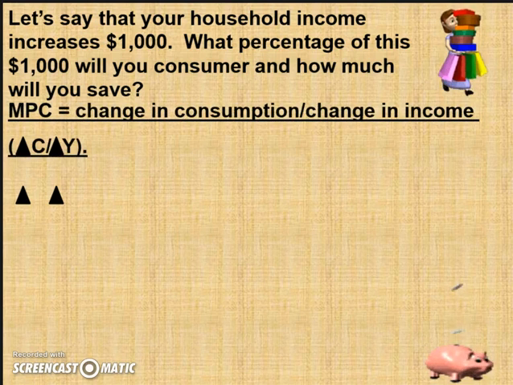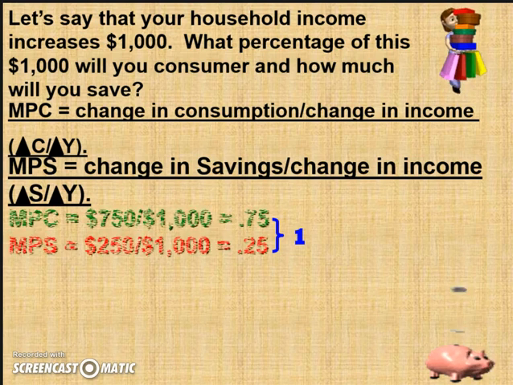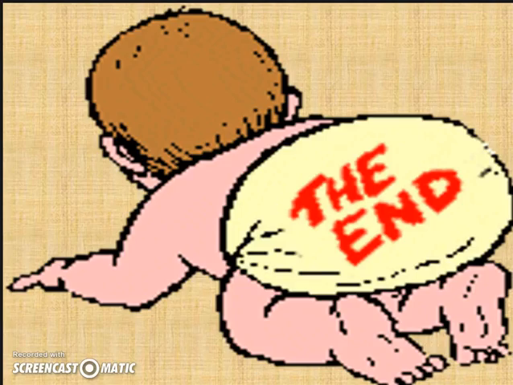Let's say that your household income increases $1,000. What percentage of this $1,000 will you consume and how much will you save? MPC equals the change in consumption over the change in income, and you can draw that with a little delta. And MPS is the change in savings over the change in income. Again, you can use the delta, and whenever you get numbers, they're going to be easy numbers. They're going to be 0.75, 0.25, 0.1, 0.9. As you can see, 75% of your new income you consumed and you saved 25%. Since there are only two things you do with your new income, MPC plus MPS always equals 1. You always either consume it or save it.